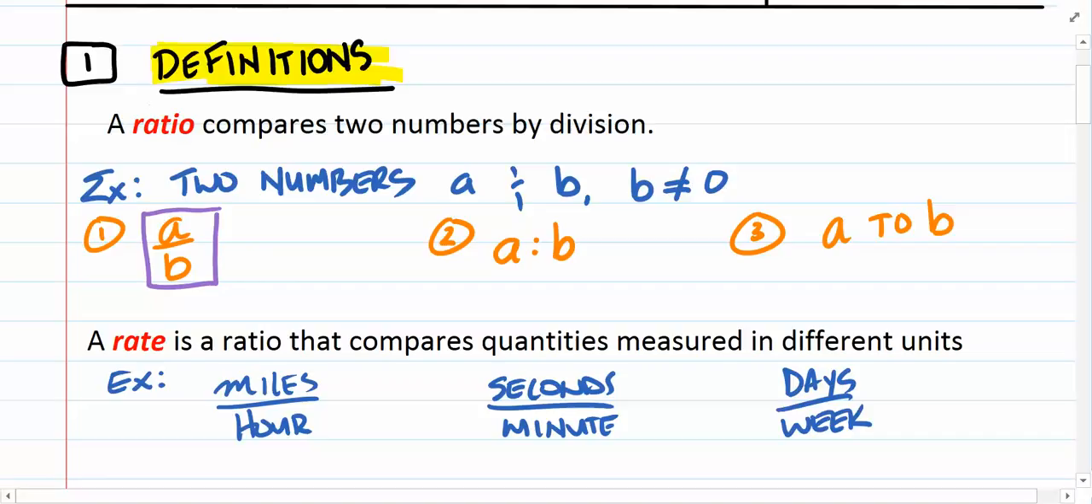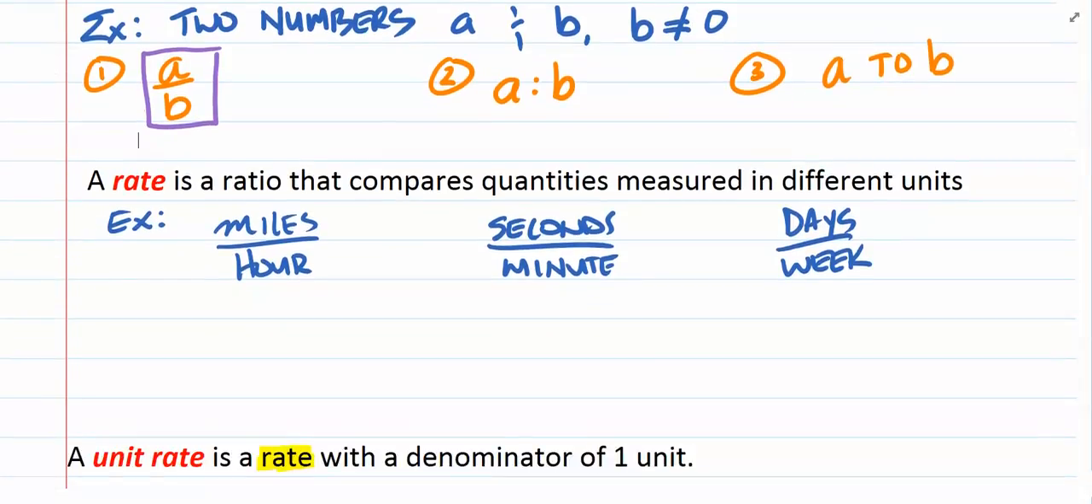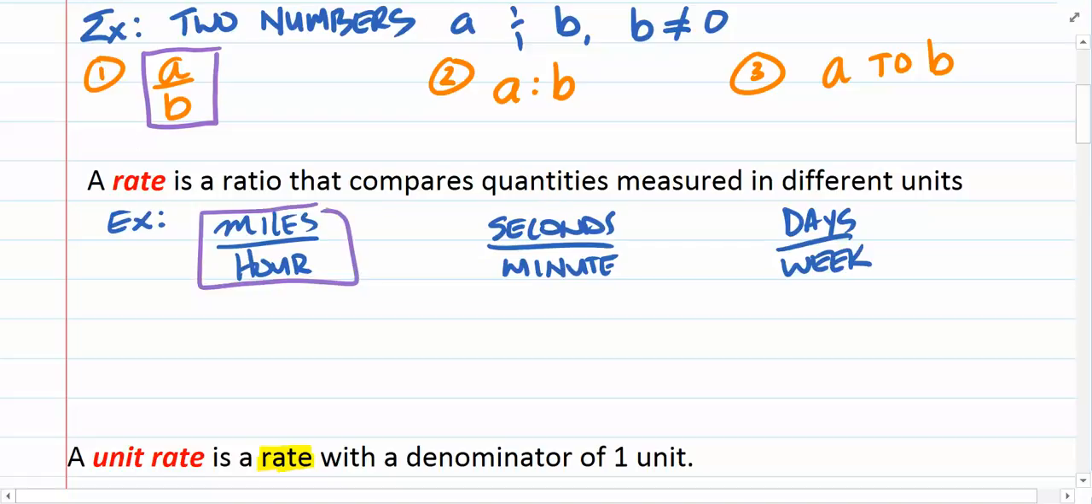The second definition I want to talk about is a rate. A rate is a ratio that compares quantities measured in different units. So here are some examples of rates that you might be familiar with. Miles per hour, this is a rate. The reason this is a rate is because it's a ratio, right? It's a comparison through division, comparing two quantities that are different. I have miles and I have hours. So it's considered a rate.